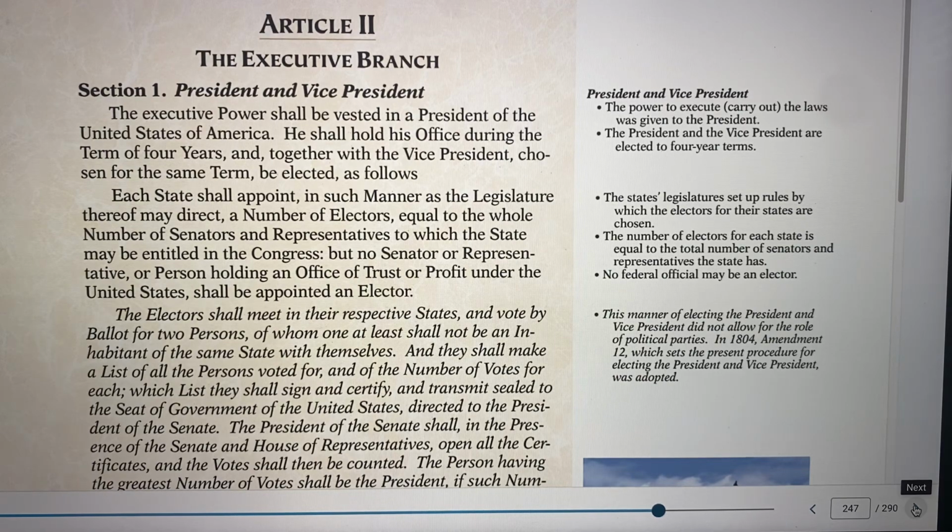College. And also, Washington, D.C. has electors now too, in the Electoral College. No federal officer may be elector. That means you can't be of the Electoral College if you're already a federal officer in the government.